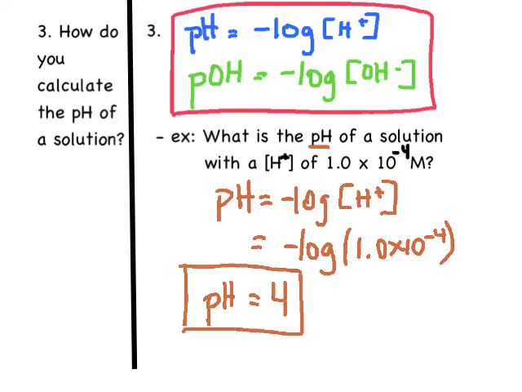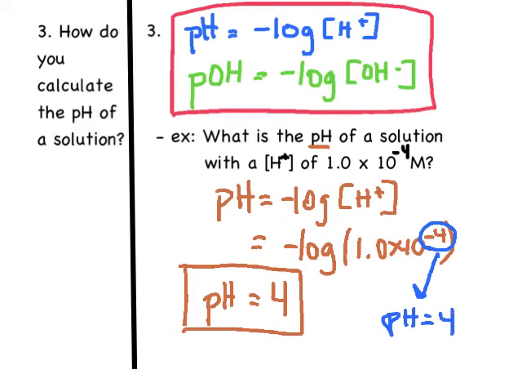Okay, so if you plug in the negative log of 1 times 10 to the negative 4th, the pH ends up being 4. In fact, one of the ways that you can do these pHs without actually having a calculator is, here's the trick. It's usually just the negative value of the exponent for your concentration. So our exponent is negative 4, so that means the pH is 4.